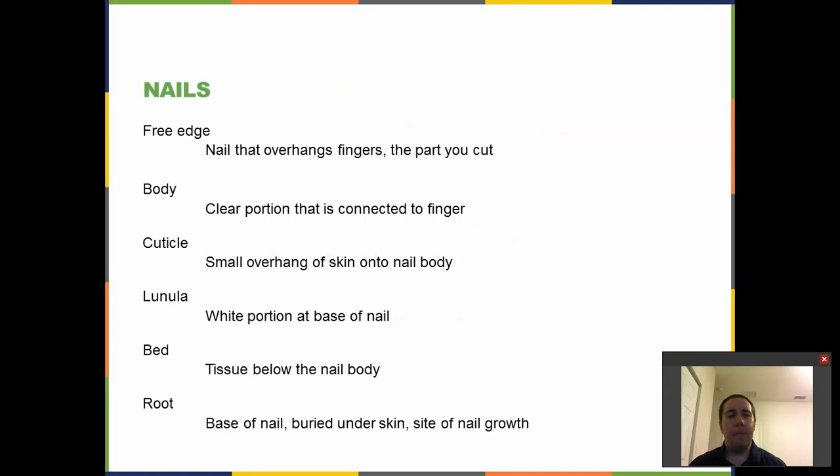Next, we'll talk about our nails. So this is our fingernails and toenails. These are part of our integumentary system. And in reality, all they really are is specialized hairs. Structurally, there is no difference between my fingernail and my hair, other than my hair has some melanin mixed in with it. The melanin makes my hair brown.